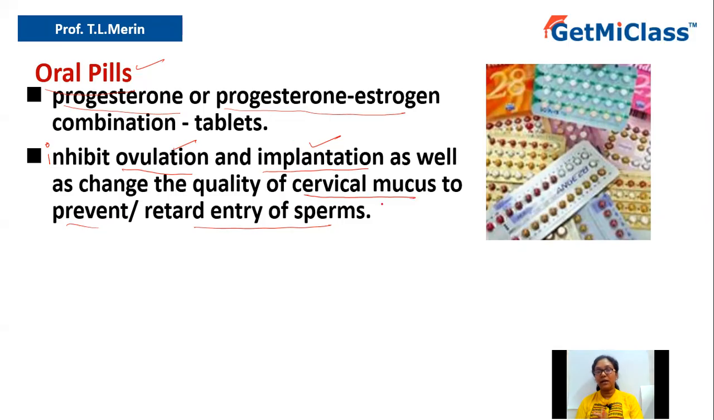The function of cervical mucus is to lubricate the entrance of the penis during coitus. But because it will be much thicker than normal because of the hormones used in the pills, this thick cervical mucus will retard or even prevent the entry of the sperms so as to reach the fallopian tube and fertilize. So it cannot reach. That is my point.